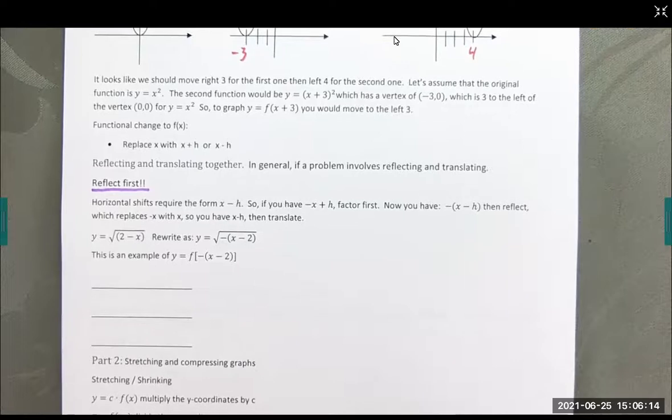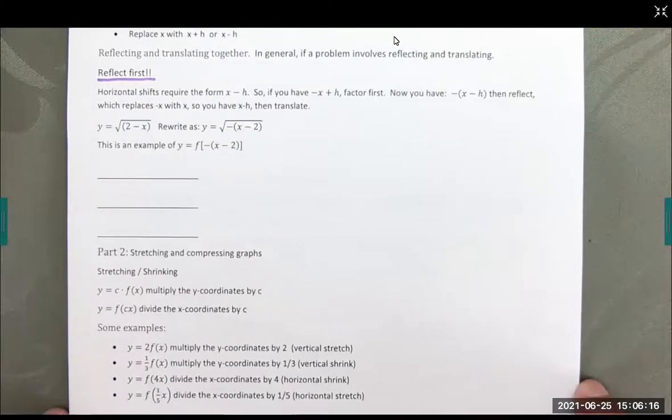So let me demonstrate to you what I mean by that. Horizontal shifts require the form x minus h. So if you have negative x plus h, you factor out the -1 first, then reflect, and then you translate. So let me show you kind of what I mean by that.